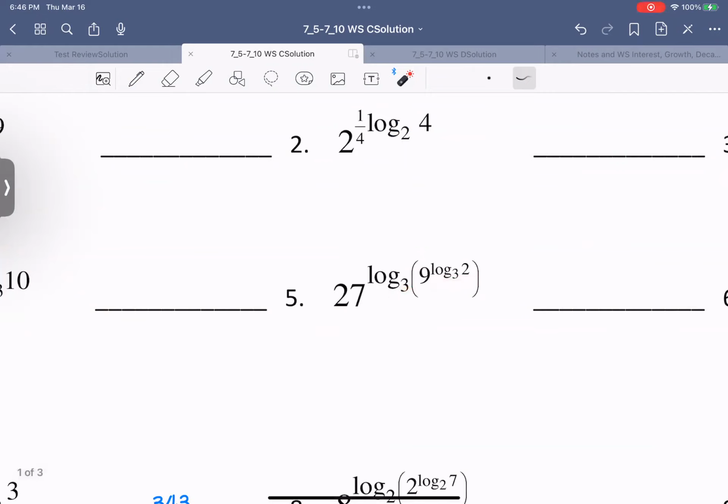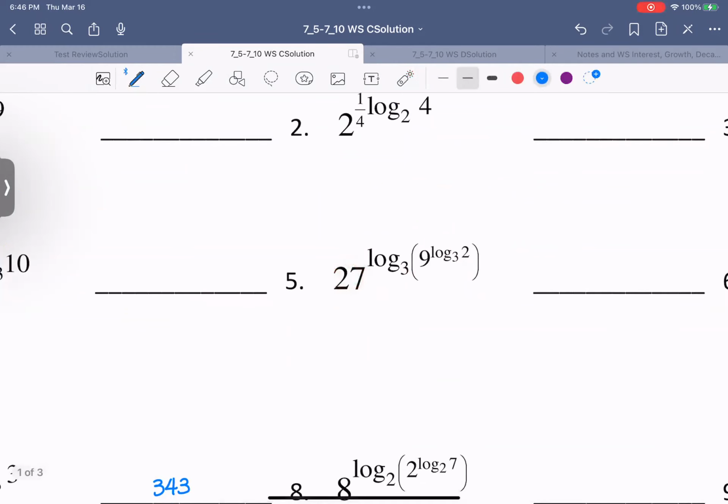So 27 could be written as 3 to the power 3. Then 3 to the power 3 times 3 to the power of log base 3, and then 9 to the power of log base 3 of 2 here. So far, so good. So 3, and we will draw this 3 over here, right? And this one will be put on this shoulder.